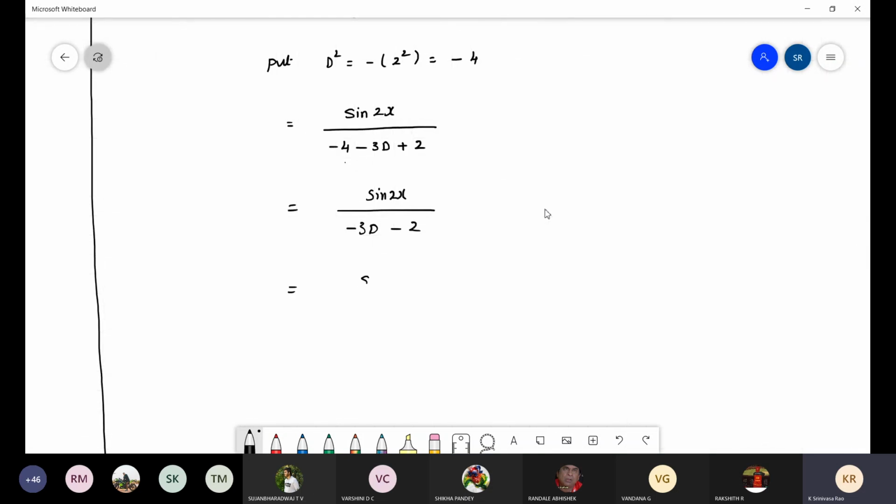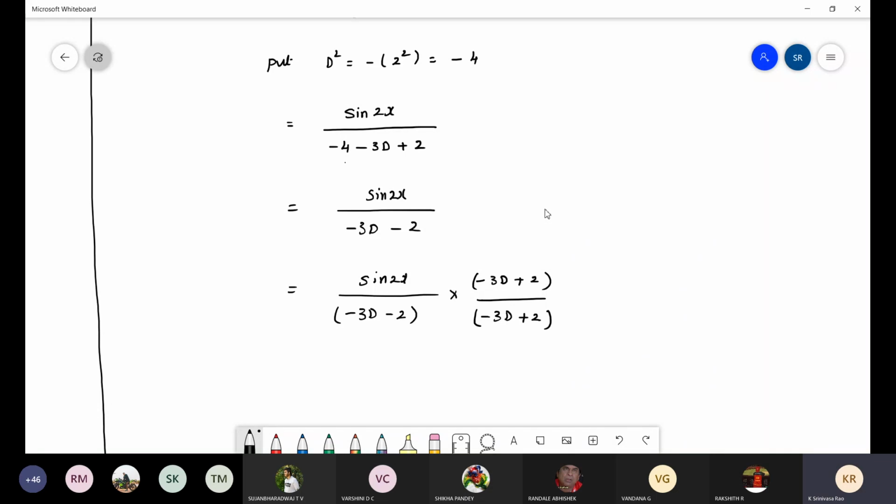So now I'll go with the rationalization method. Sin 2x divided by minus 3d minus 2. This is the term, I will multiply with minus 3d plus 2, the opposite sign, and I will divide by the same term, minus 3d plus 2.